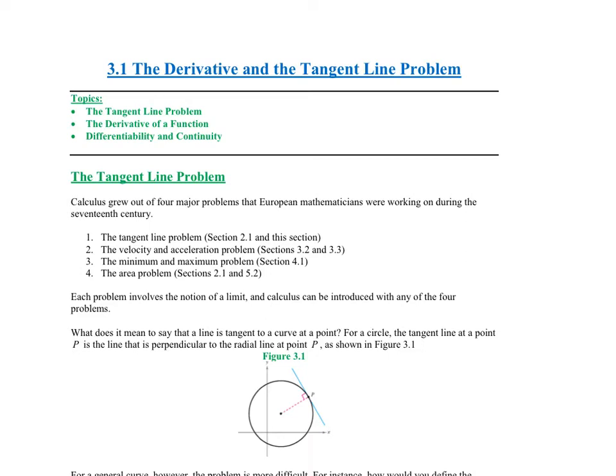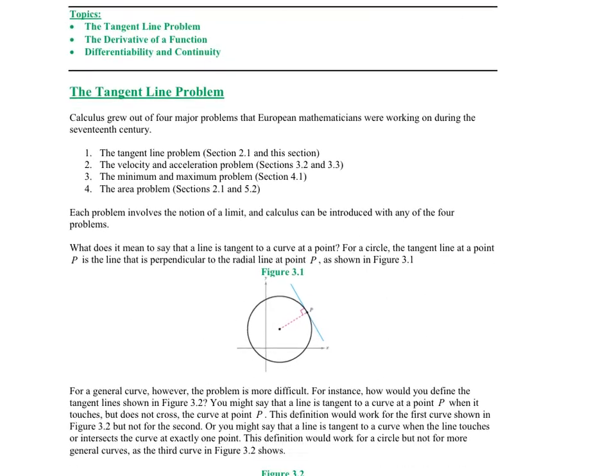It says calculus grew out of four major problems that European mathematicians were working on during the 17th century. The first one is the tangent line problem, which is in section 2.1 and in this section. The second one was velocity and acceleration. Well, we already saw some on velocity, and acceleration are in sections 3.2 and 3.3. The minimum and maximum problem, which will be in chapter 4, and then the area problems, which are in sections 2.1 and 5.2. Okay, so it says each problem involves the notion of a limit, and calculus can be introduced with any of these four types of problems. So all of these problems are connected, and you're going to see how.